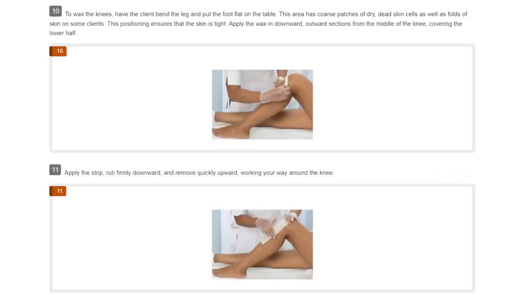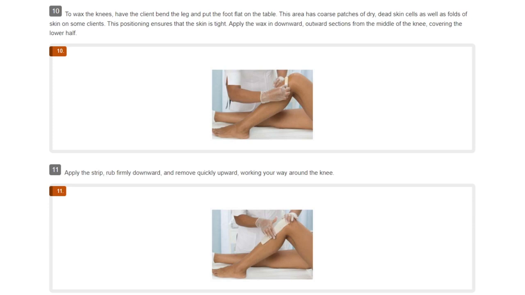10. To wax the knees, have the client bend the leg and put the foot flat on the table. This area has coarse patches of dry, dead skin cells as well as folds of skin on some clients. This positioning ensures that the skin is tight. Apply the wax in downward, outward sections from the middle of the knee, covering the lower half.